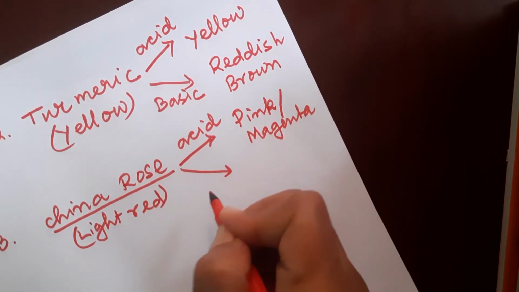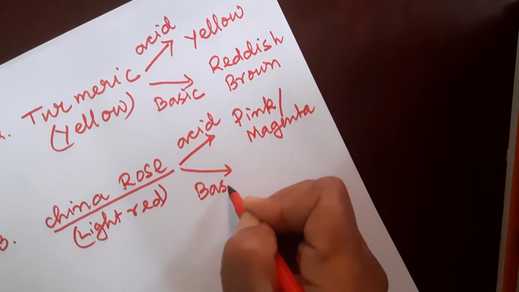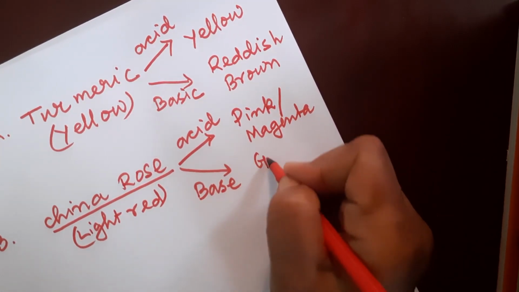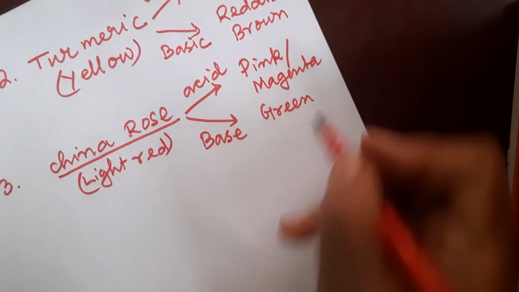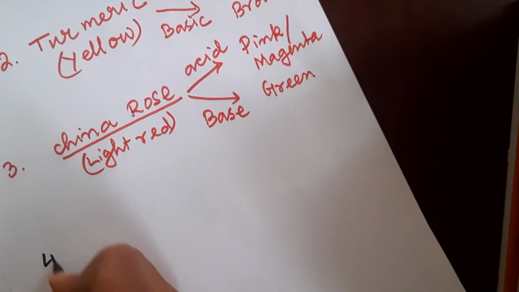And if you put it in basic solution, it will turn green. Next one is phenolphthalein, which is a colorless indicator and a synthetic indicator.